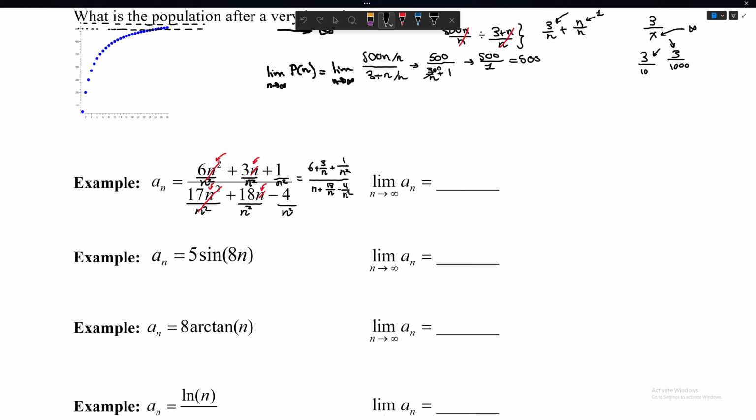And so when you take the limit, we know, like we said, as the denominator goes to a very big number, it goes to 0, it gets smaller and smaller. This goes to 0, this goes to 0, this goes to 0, and this goes to 0. What you'll get is 6 over 17. Right? And so this converges.